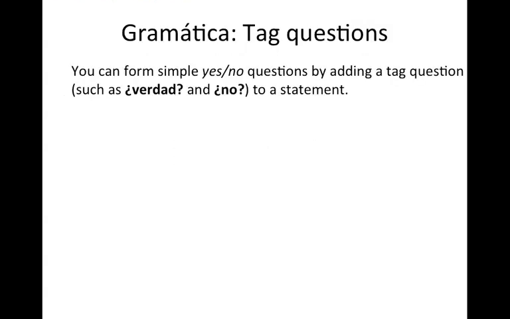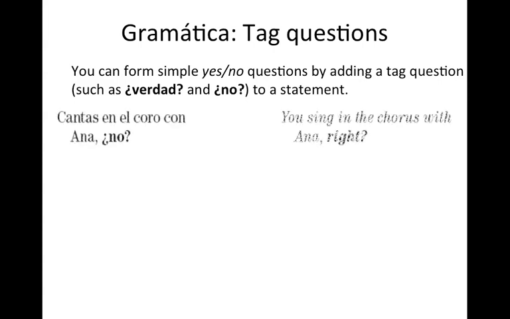All right, the final section on questions, interrogatives. You can form simple yes and no questions by adding a tag question, such as verdad or no to a statement. So you've heard this in English, something like, you're going to the movies tonight, right? So that's what we're talking about. Just a statement that turns into a question by adding that little right or no at the end. Let's take a look. ¿Cantas en el coro con Ana, no? You sing in the chorus with Anna, right? No?